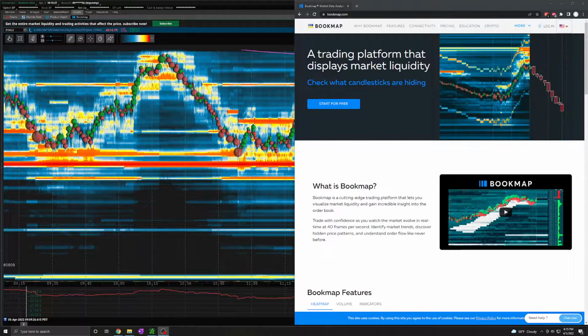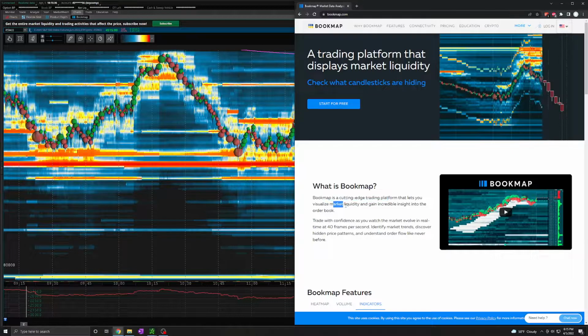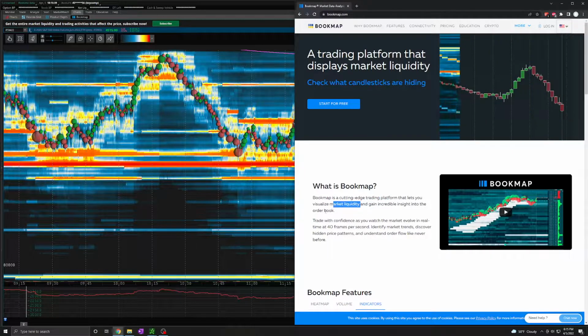Hey folks, today we're going to be talking about BookMap and why you need to start using this tool to understand the market. According to their website, BookMap is a cutting-edge trading platform that lets you visualize market liquidity and gain insight into their order books.